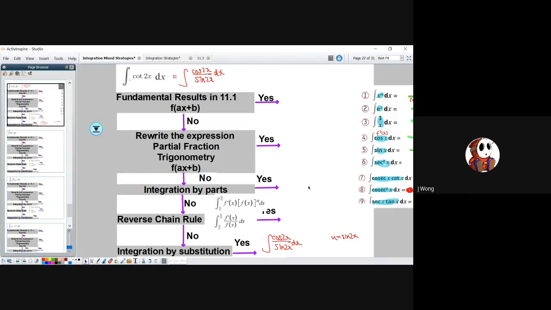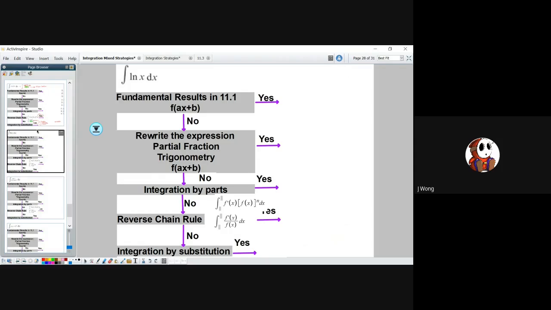It will fulfill the format here, where you could see that if I call this f of x, when I differentiate that, it will give me 2 cos of 2x, and that will completely cancel out with the cos 2x on top, and that will also give me the answer. So you could use both reverse chain rule and integration by substitution for this question. So let's have a look at the second one.